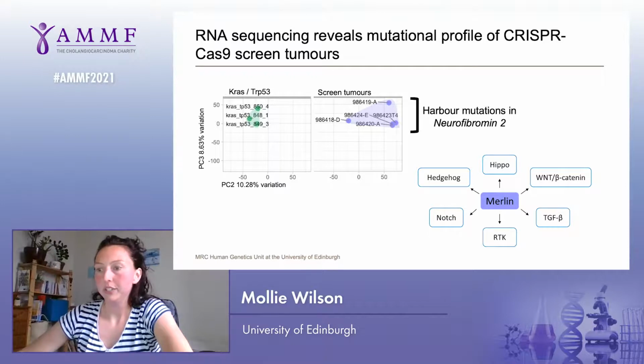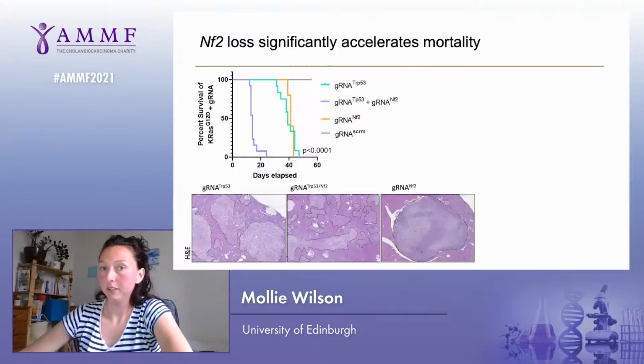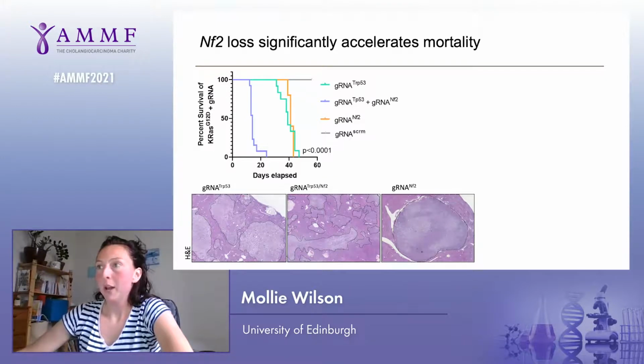So next I wanted to see whether NF2 loss would enhance or modify our Kras TP53 model. Again, using our hydrodynamic tail vein injection model, I found that the additional loss of NF2 on the background of oncogenic Kras and loss of TP53 significantly accelerates mortality in the animals, shown by the blue here on the survival curve. These animals were coming down in as little as 11 days compared to the Kras TP53 control, which came down around 40 days.